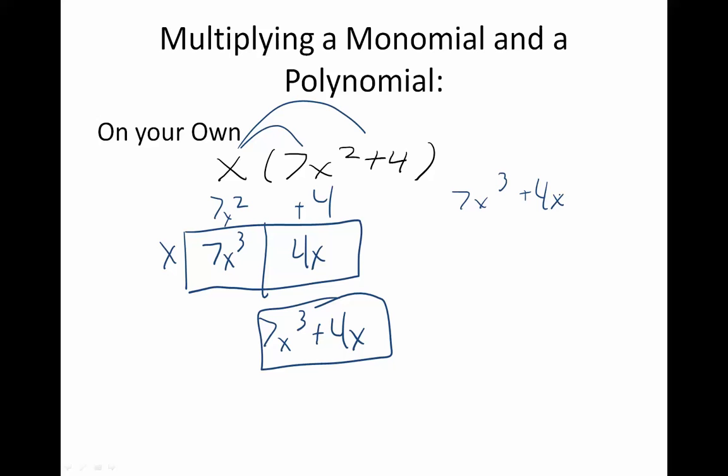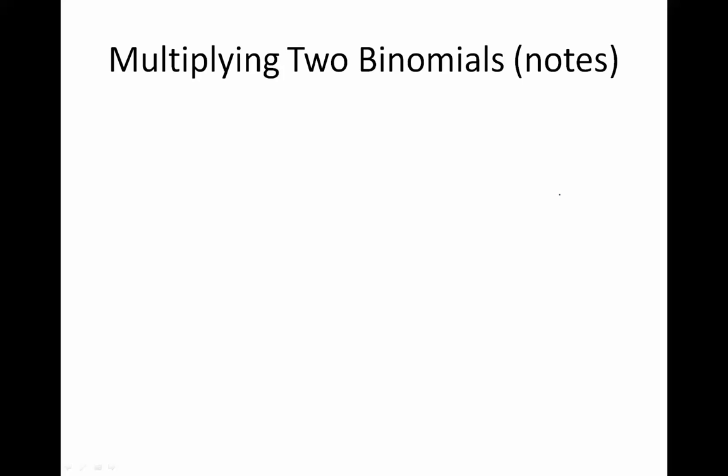There's many ways of thinking about it. So hopefully you got 7x cubed plus 4x. If you didn't, make sure you ask and seek out that support. Otherwise, let's move on to our next example, where we're multiplying two binomials.